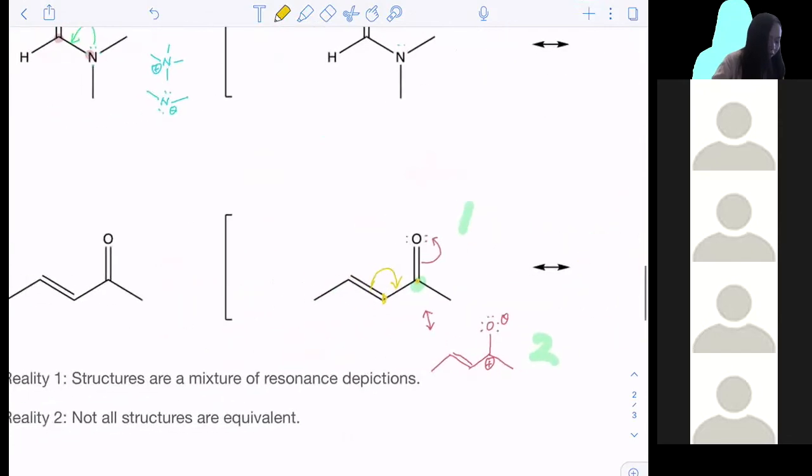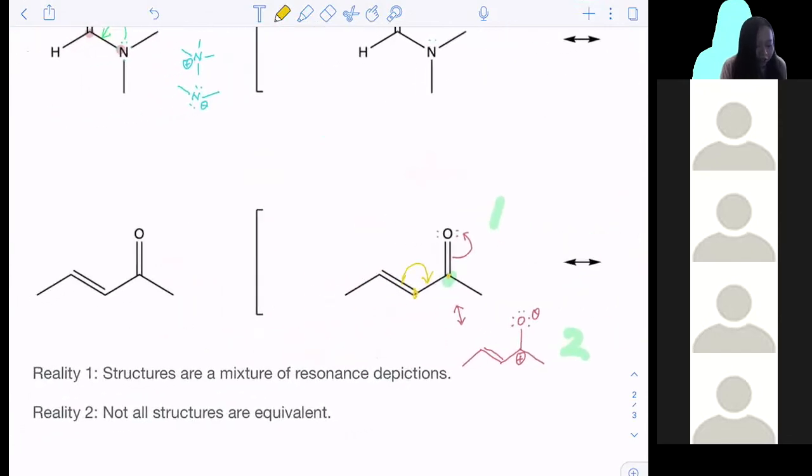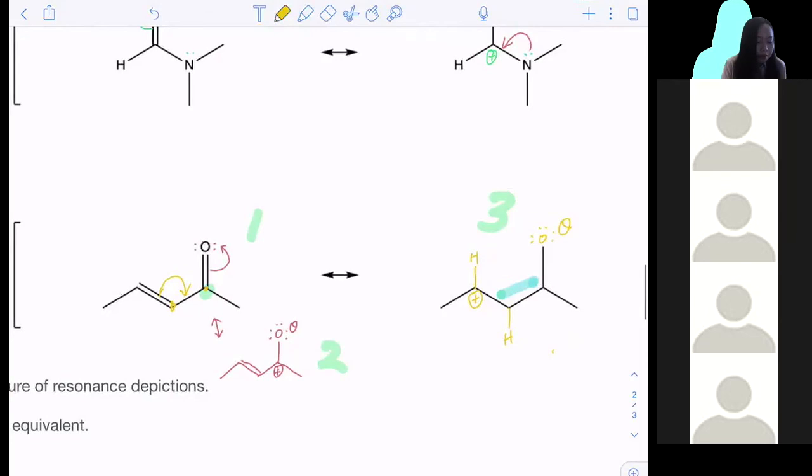So let's come back to here. Resonance structures are a mixture of depictions, which means it's like taking a photo of a person, but this person might be in different poses. So for example, for structures 1, 2, 3, if I'm taking 10 photos of the same molecule, I might see structure 1 or 2 or 3. It all happens. It's just a matter of which one is dominant.